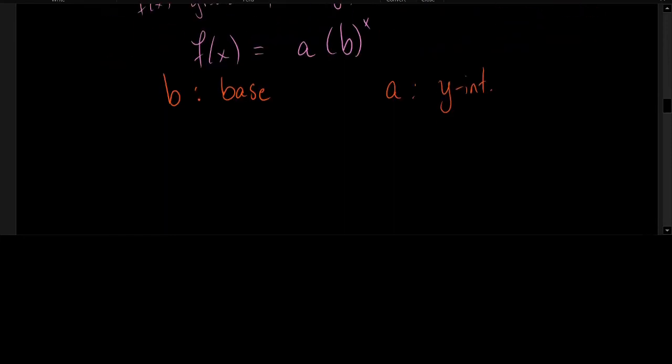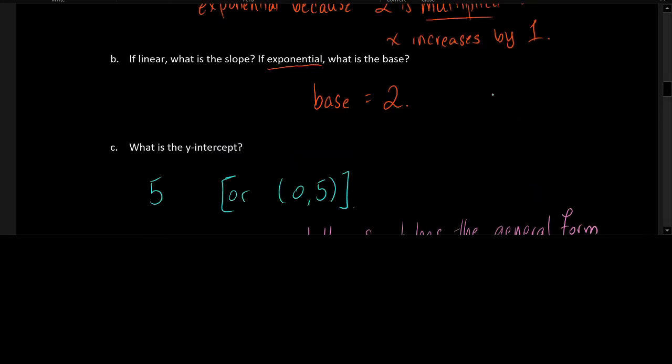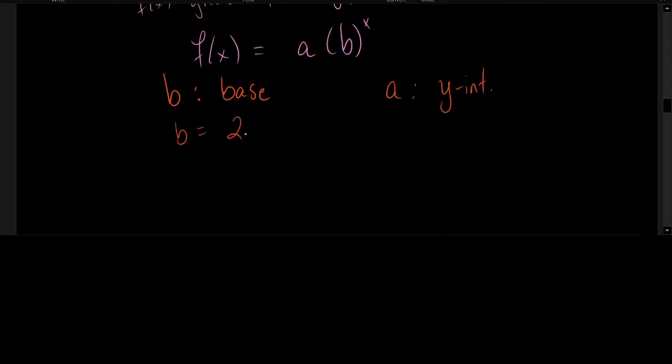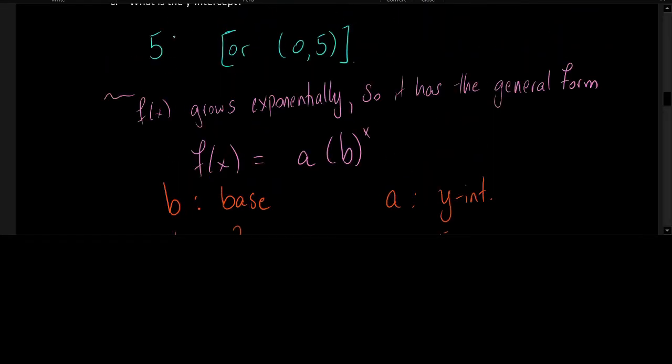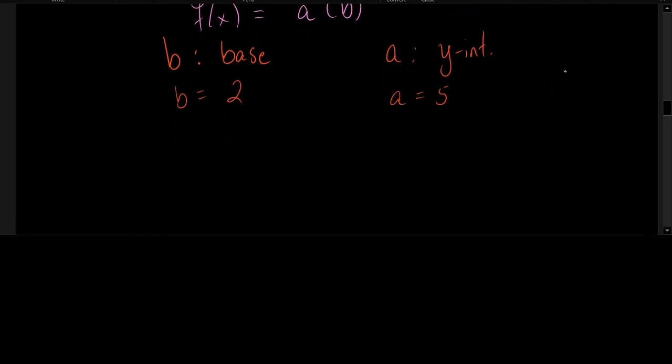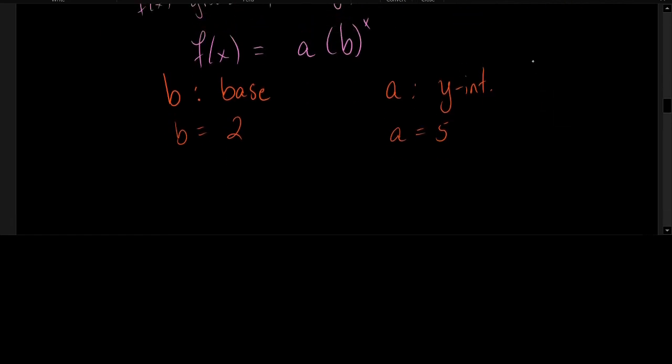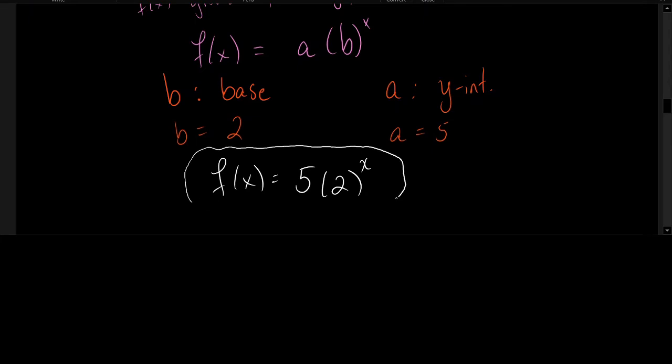Okay, so for our problem, we had a base of 2, if I recall correctly. Yep, base equals 2. So b is 2 for this problem. And we had an a value of 5. We had a y-intercept of 5. So if I use these numbers to fill in the blanks, I get the following formula. F of x is equal to 5, the a value, times 2, the b value, to the power x. And this is the formula for the function in this table.